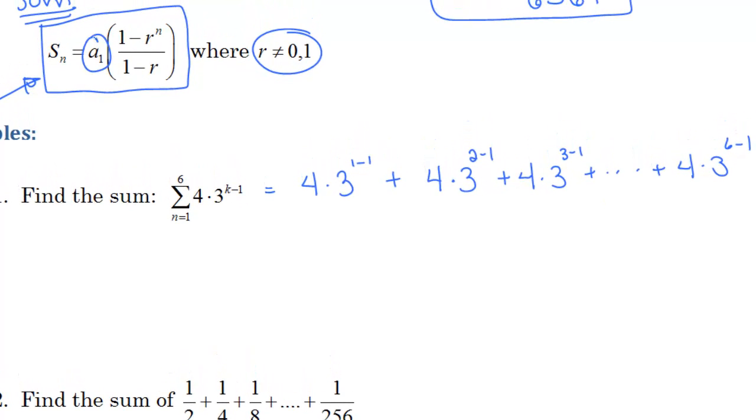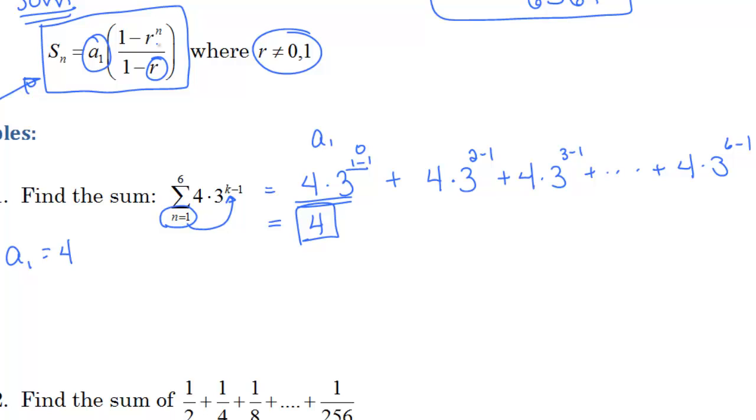How am I going to get the first term? Well, the first term is by plugging in 1 for k here. So this is my first term. So this is going to be 0. So that's going to be 1. So my first term is 4. What's the next thing I need to know? I need to know r. What did I multiply by?